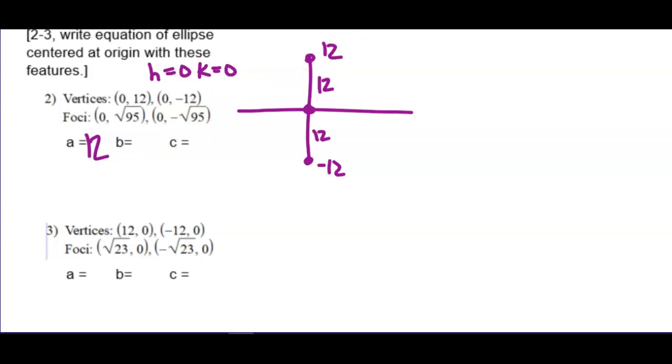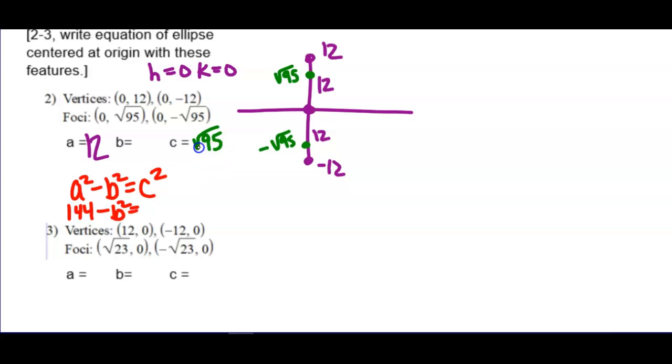But the foci are out at the square root of 95, which is less than 10. So we have to use that. C is the square root of 95. We have to use that to find B before we can write the equation. All right, the rule is A squared minus B squared equals C squared. So 12 squared minus B squared is the square root of 95 squared, which is 95.